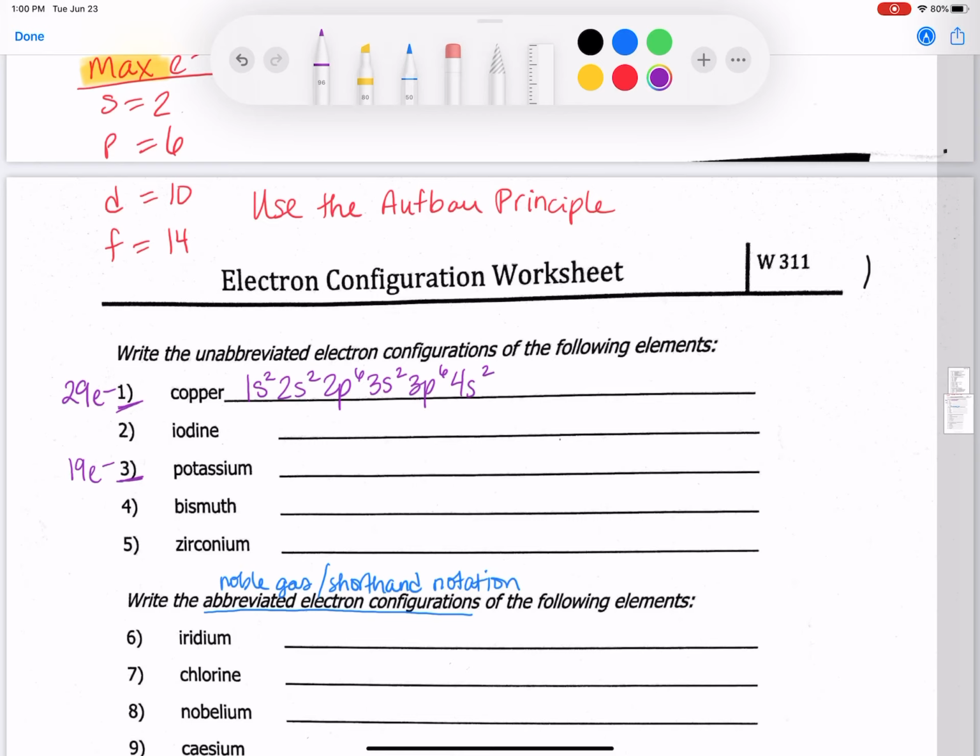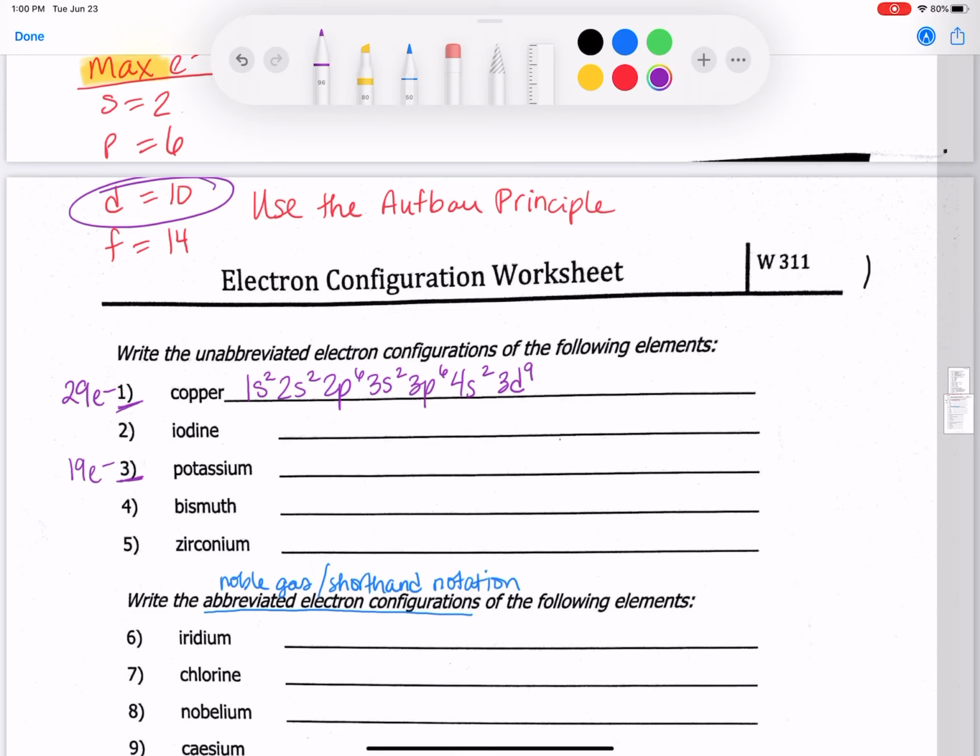Now, remember, I need 29 electrons, so I don't want to overfill. Once I get to 3d, that's my highest energy level that I've completed so far, d can hold a maximum of 10 electrons, but I don't have 10 to fill out. I just need to fill out 9. So this is now my electron configuration for copper.